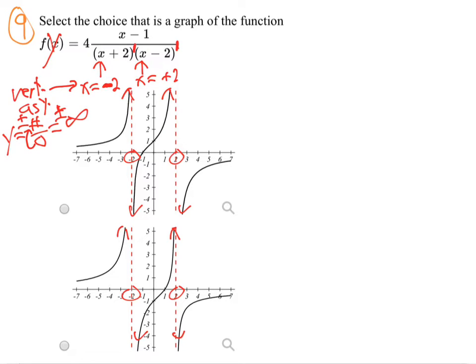In other words, it's not going to be both up or both down on the two sides of the vertical asymptote. Okay, so that didn't really eliminate anything. Let's go to the top. What do you plug into the top to make it 0?